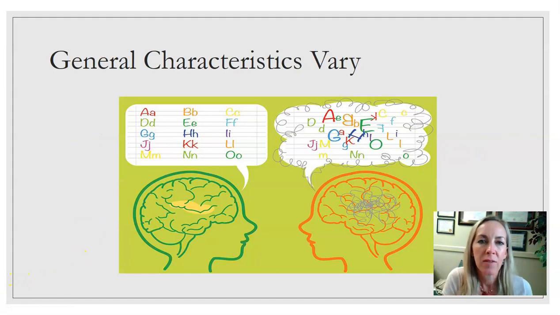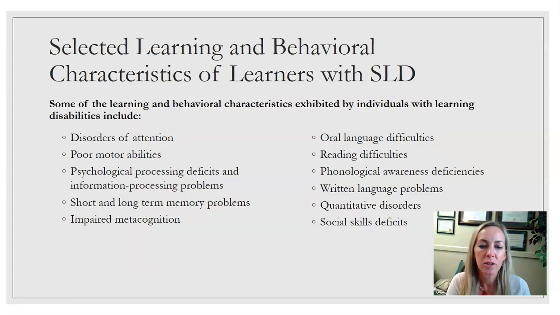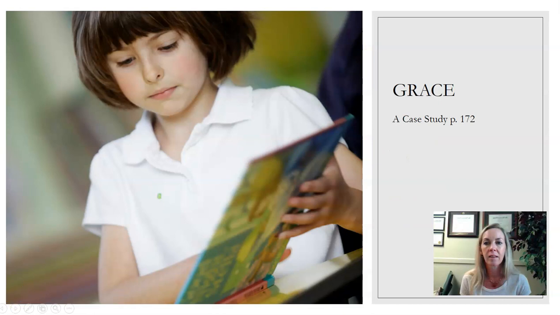Some of the learning and behavioral characteristics exhibited by individuals with learning disabilities include poor attention or poor motor skills, psychological processing deficits, short and long-term memory problems, impaired metacognition, or language reading difficulties, phonological awareness deficits, written language or mathematical quantitative problems, and social skill deficits.